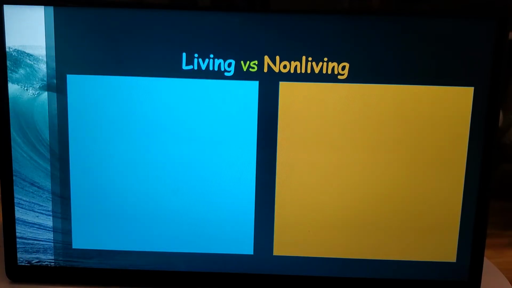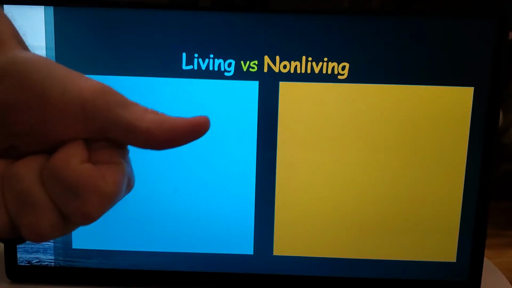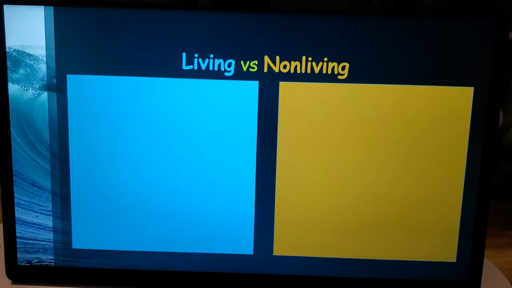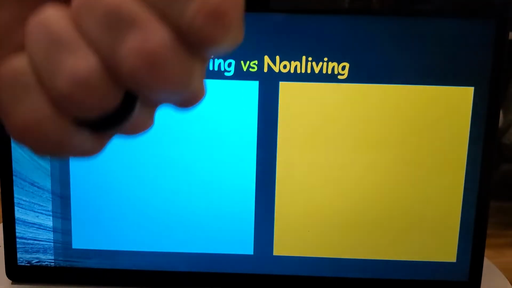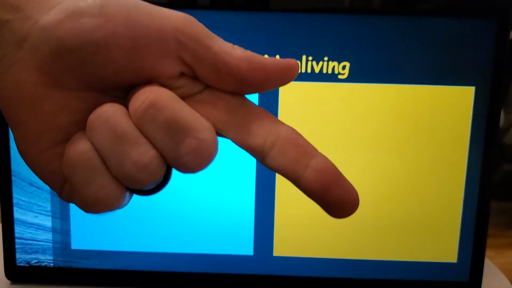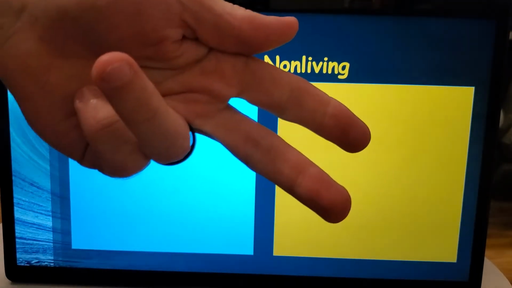The living things are all going to be things that need food and water, that can grow, and they can reproduce. The non-living things are going to be things that are not alive, things that don't grow, and things that can't reproduce.